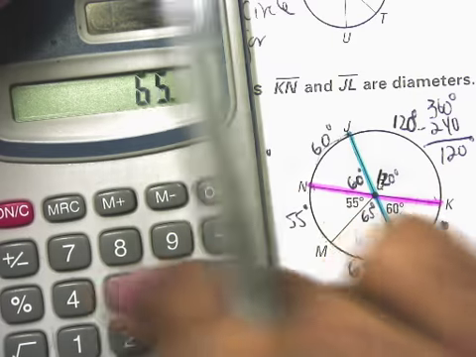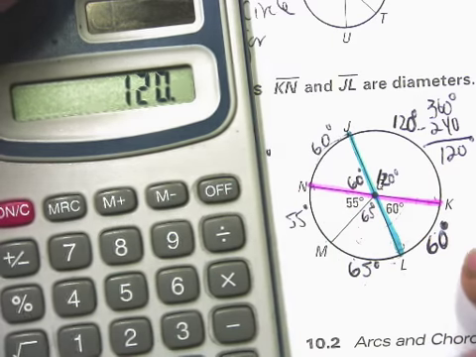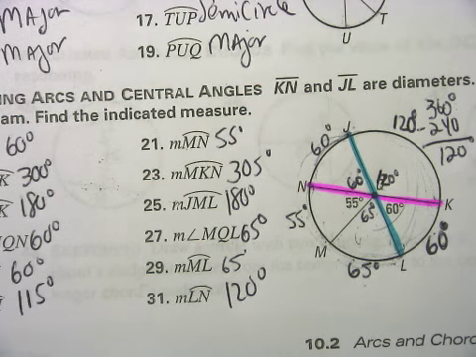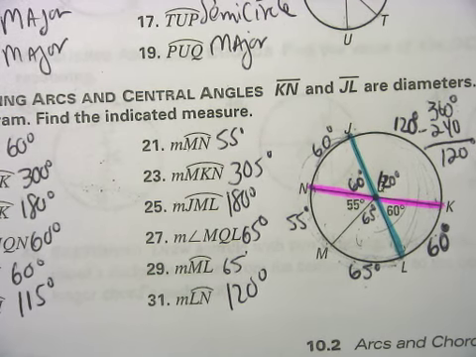And finally, question number 31, arc LN. From L to N. The measure of arc LN. Well, again, this is 65 plus 55. We add those two together. 65 plus 55, and that gives us 100.